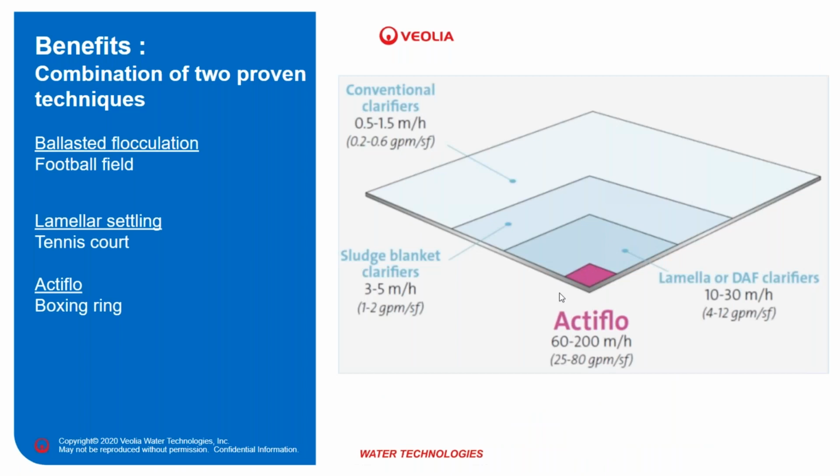So as Brian said, the footprint of our Actiflo is one of the big selling points of this. If you use a big ring classical clarifier, it can be as much of a comparison, if I can use an analogy, of a football field to a boxing ring that the Actiflo will take up. And not to dive into those numbers too much, but combining those two techniques, the ballasted flocculation and the lamellar settling, is what makes this reduction of footprint possible.